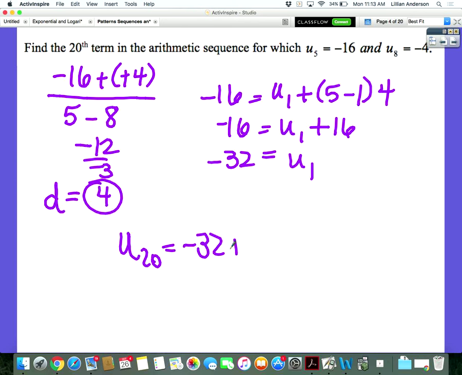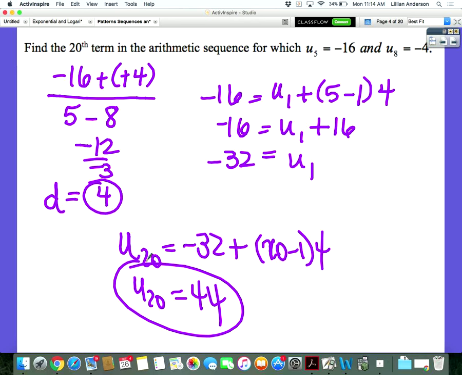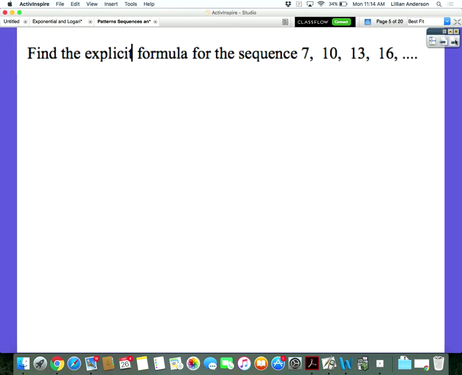Okay, first term plus 20. And that term was 44. So the main point of this one was to refresh your memory about how to find the common difference when you're given two terms that aren't side by side. Okay. Questions on this? Okay.